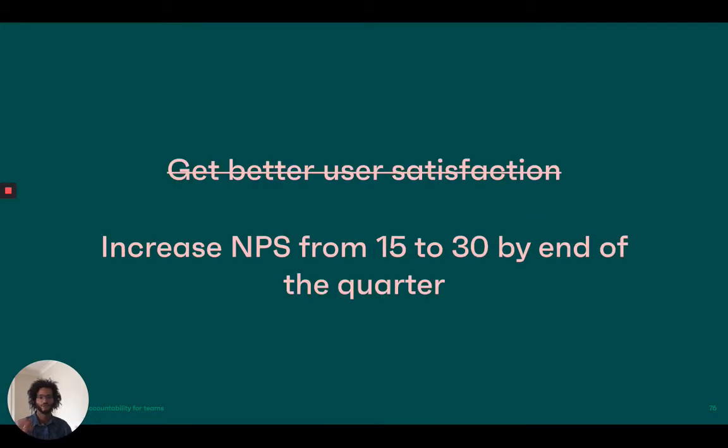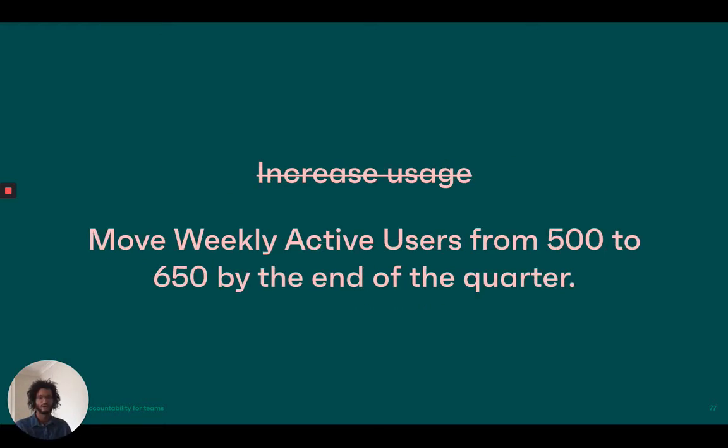So if I say to you, get better user satisfaction, I get a sense of what we're trying to do, but a better goal for your team would be to say, increase specifically NPS from 15 to 30 by end of a quarter. Another example, increase usage, you want to get specific again. And you want to say, you want to move, for instance, weekly active users from 500 to 650 by the end of a quarter.